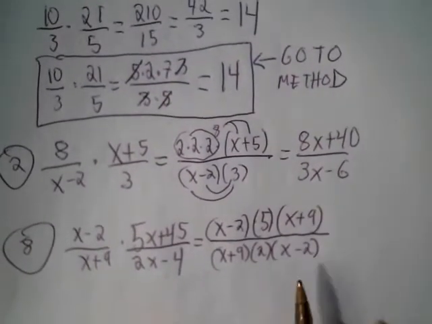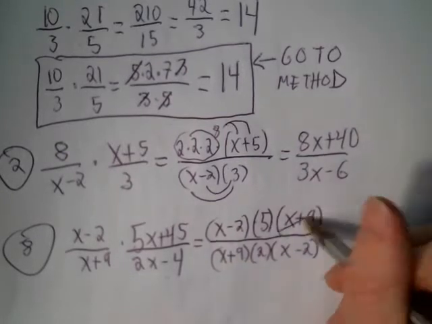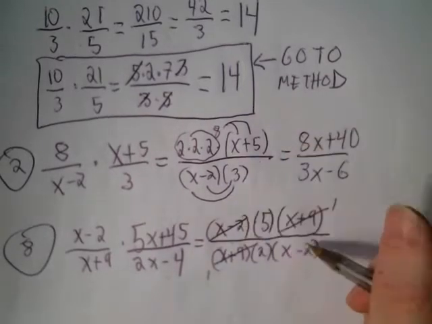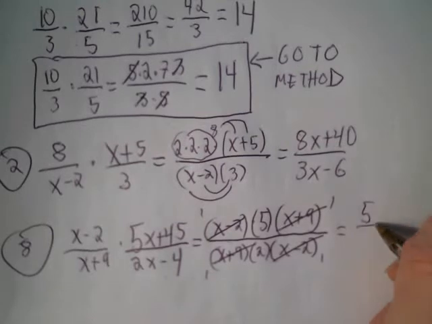So after you've factored, you can clearly see the parts that need to be removed. The x plus 9 over x plus 9 is the same as 1 over 1. x minus 2 over x minus 2 is the same as 1 over 1. And we're left with 5 halves.